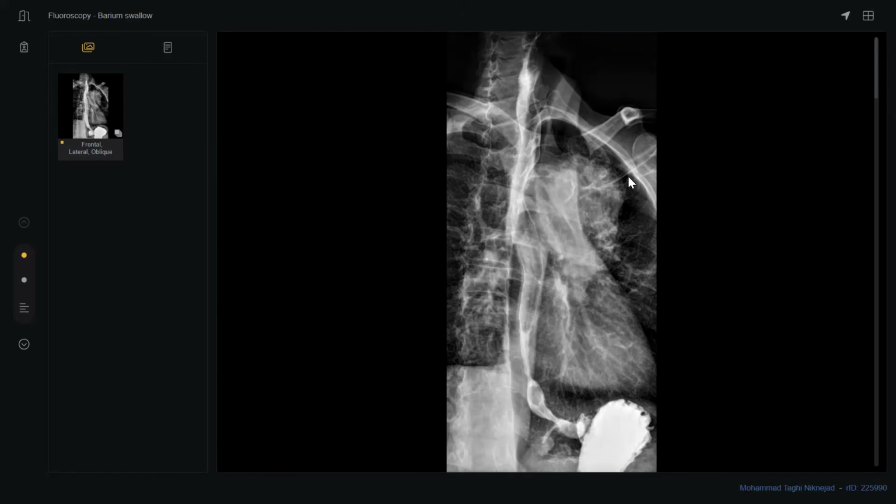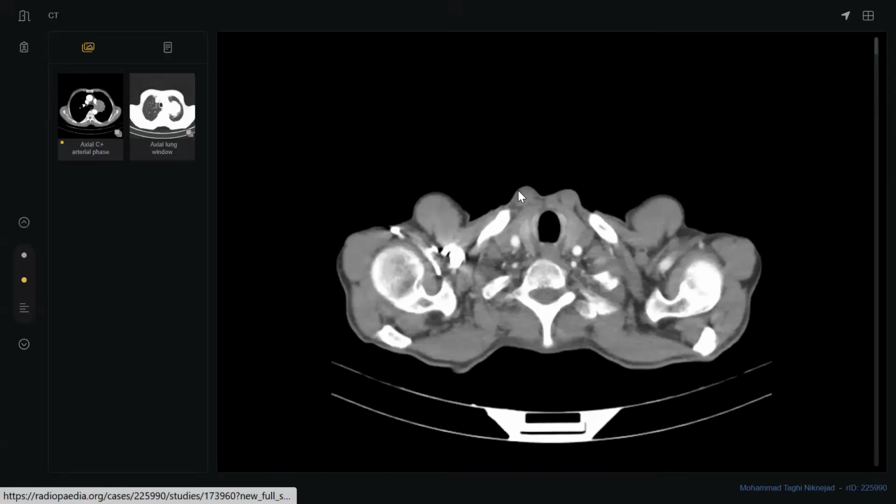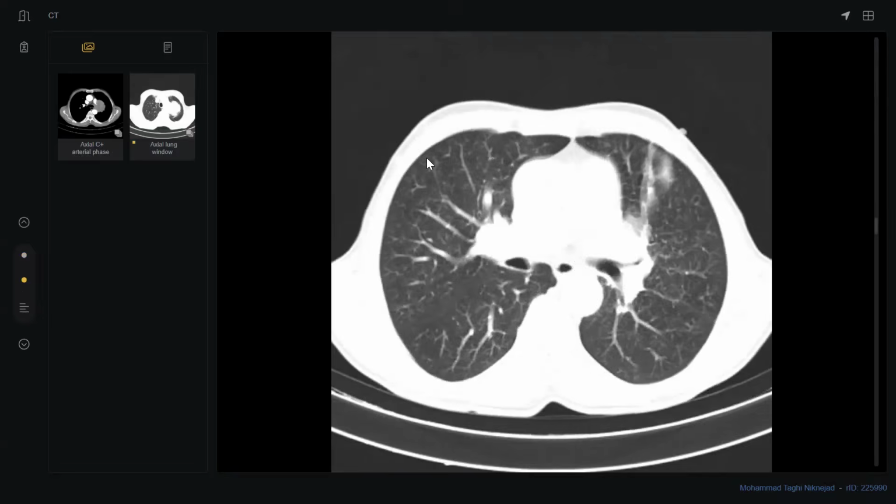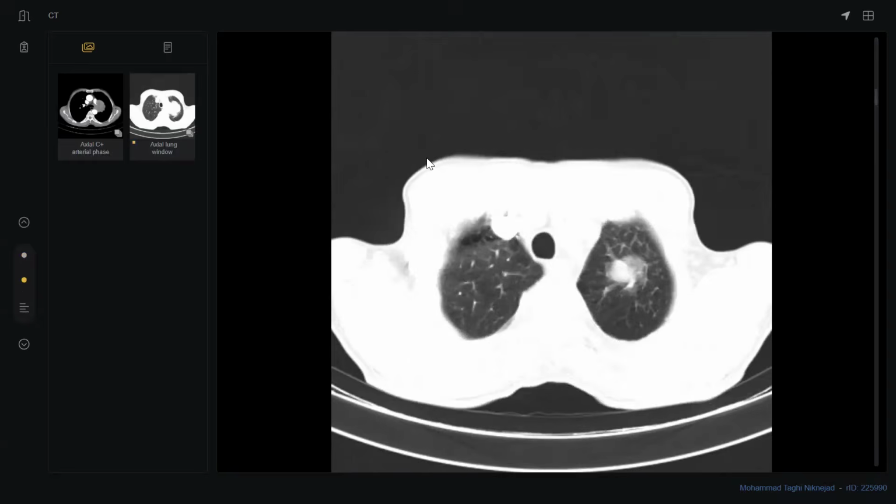The other differentials could be in this area, as the patient has dysphagia. So another possibility could be any abnormal vessels causing indentation. What is your next step for this patient? Then CT chest with contrast, to look for the presence of any abnormal vessel.